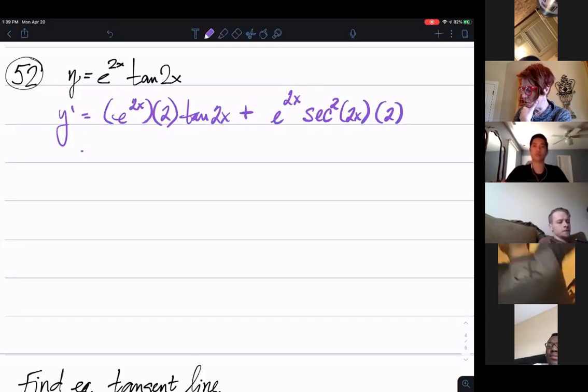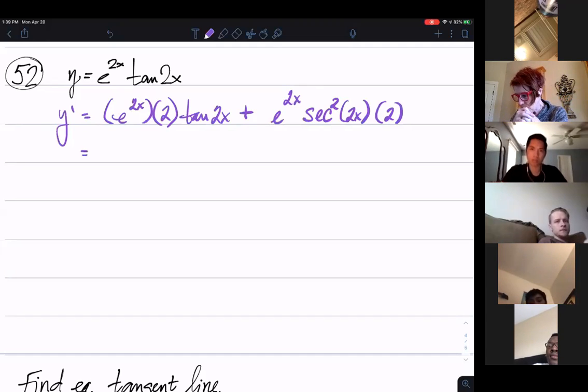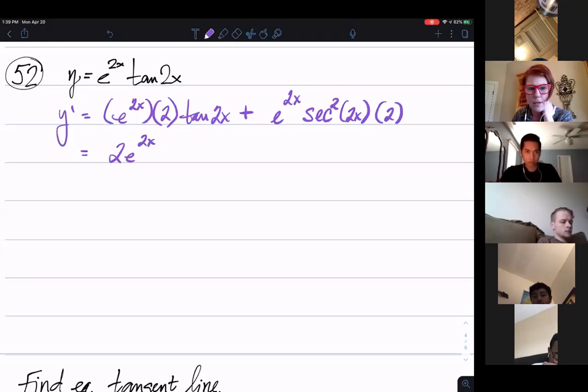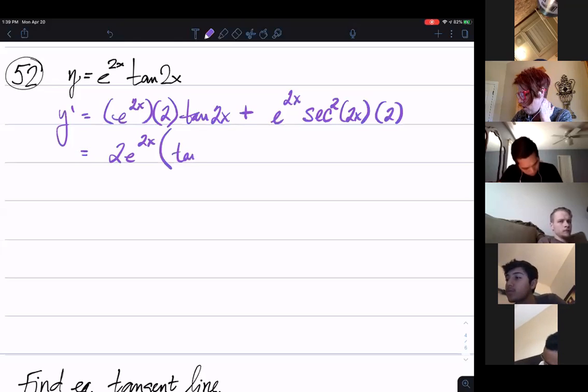All right, so as you look at that then, what are your thoughts? Yep, 2e to the 2x. So what's left in the first term? Tangent of 2x. Plus, and what's left? Secant squared of 2x. Yep.